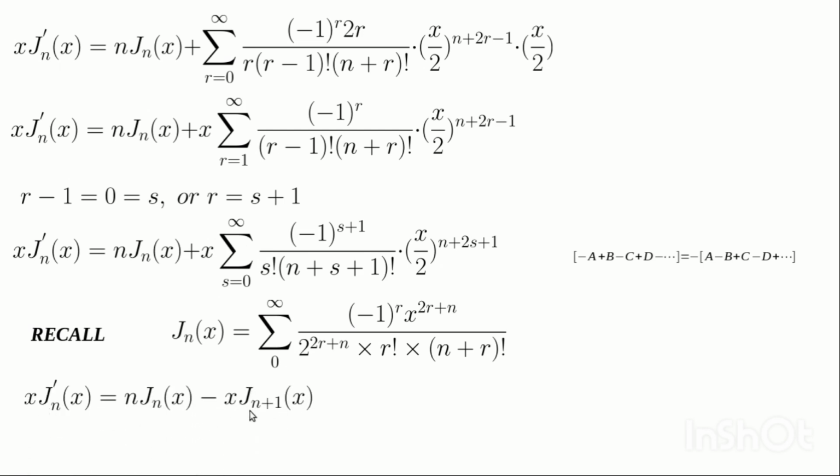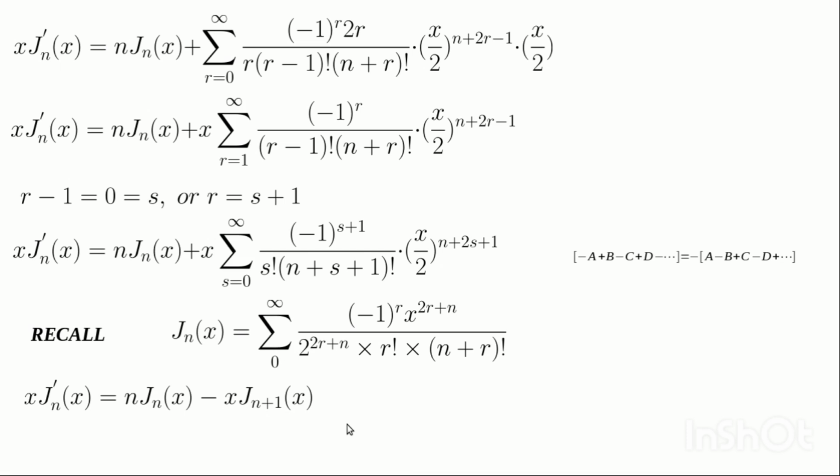x J of n plus 1 of x. So that's how this one changes to minus, because the first term of this, when s is 0, will have minus 1 raised to 1, which is the same thing as minus of this value. The second term is positive, the third term is negative. So if we factorize our minus out, we have this. So that minus is what came about as this minus here. We have our x, then this term is J of n plus 1.